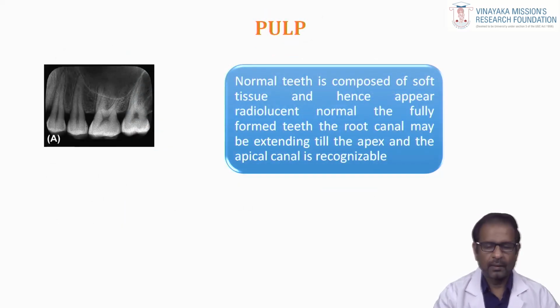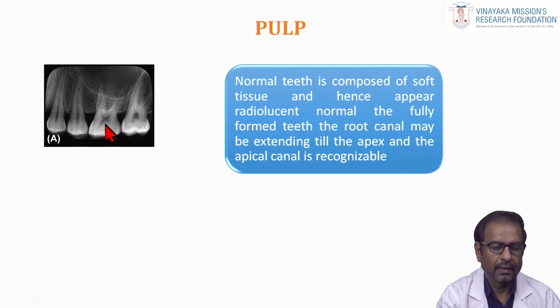Then the pulp. A normal tooth pulp is composed of soft tissue and hence appears as a radiolucent area. In the center of the tooth there is a radiolucent area, meaning a black area. That is the pulp structure in the tooth. In the crown portion there is the pulp chamber, and the root canals are also seen as radiolucent areas.